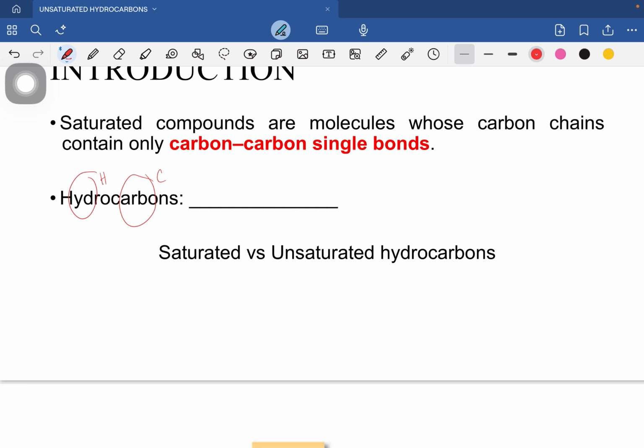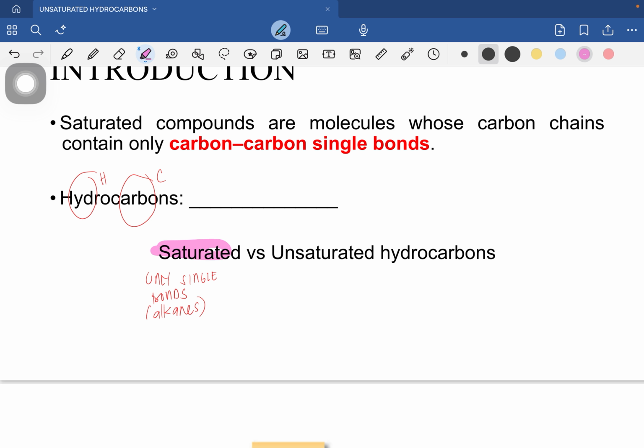So we have to define the difference between saturated and unsaturated. Basically we have defined saturated earlier. So when we say saturated, again, these are compounds that have only single bonds. Okay, what do we call hydrocarbons that have only single bonds? These are actually your alkanes. Right? These are your alkanes.